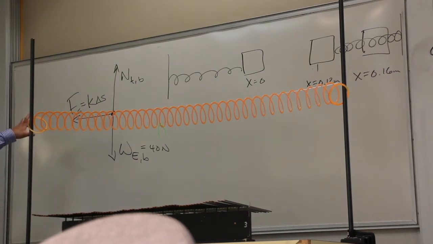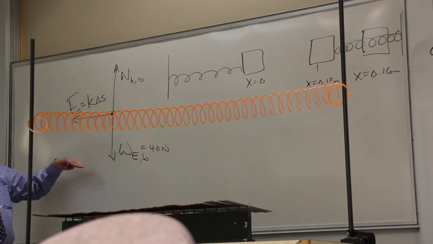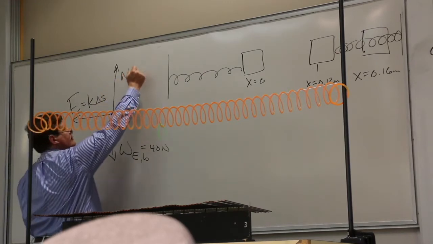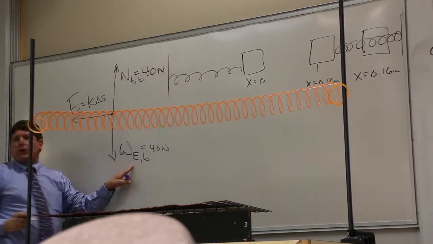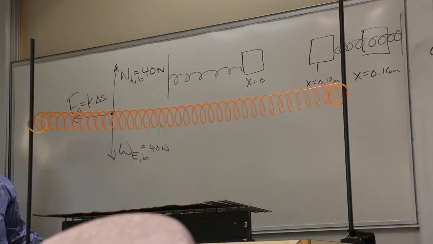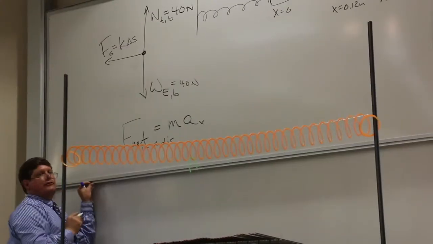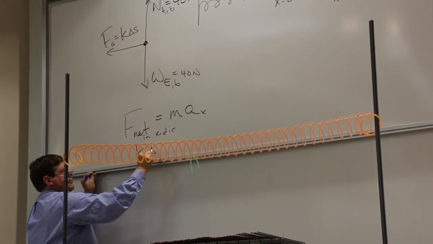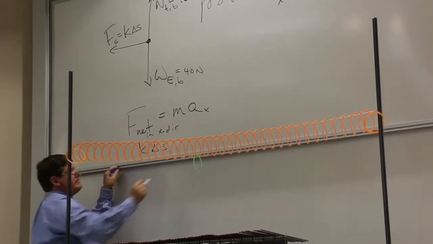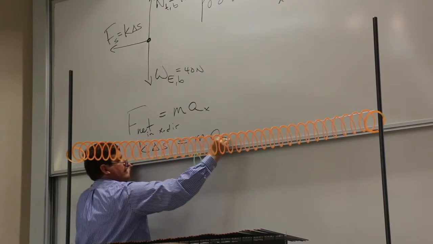Anytime you draw a free body diagram, you get to use Newton's second law twice. Once in the vertical direction, once in the horizontal direction. I have no acceleration in the vertical direction, so that means that this normal force must balance this weight force. I now use Newton's second law in the horizontal direction. My only x force is this spring force, K delta S, and that has to equal the mass times the acceleration.